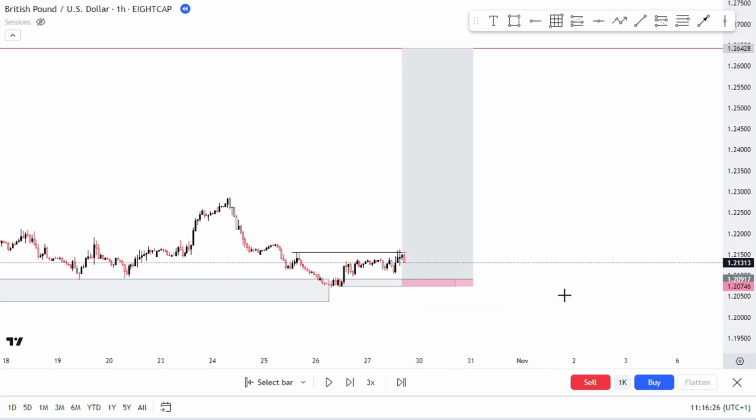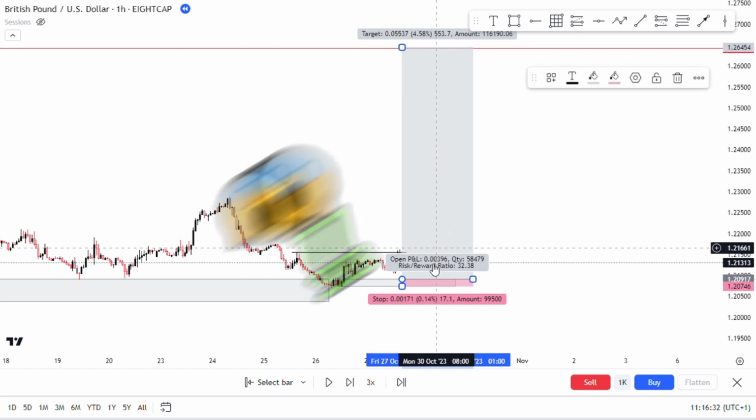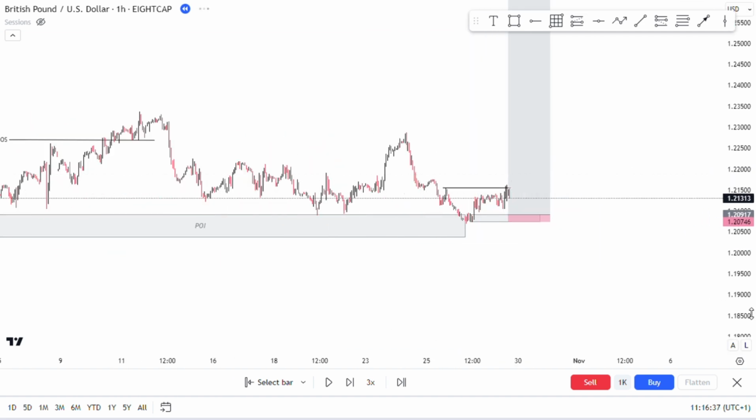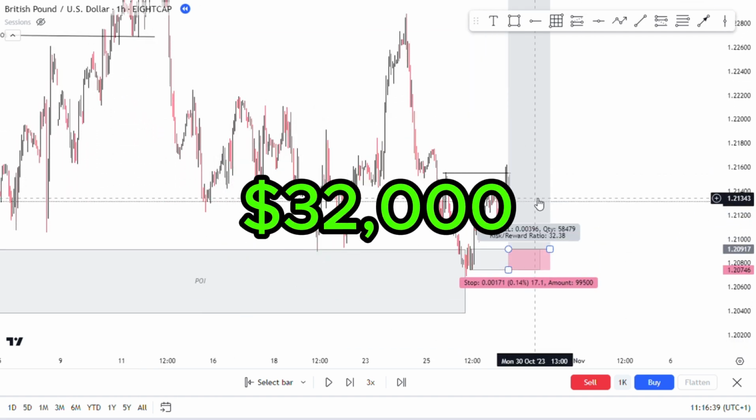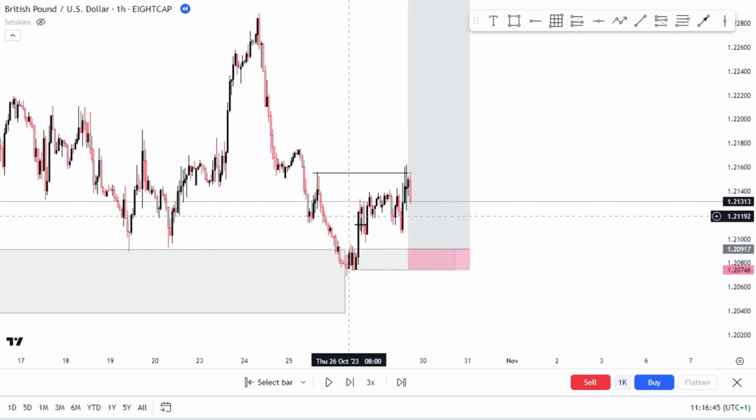So you can see this is where we set our previous take profits, and then you can check the risk to reward ratio. The risk to reward ratio is 1:32. So if you risk $1,000 for this particular trade, you're going to make $32,000 just by going down to a lower time frame and then finding a perfect entry using the lower time frame, just like a top-down analysis.